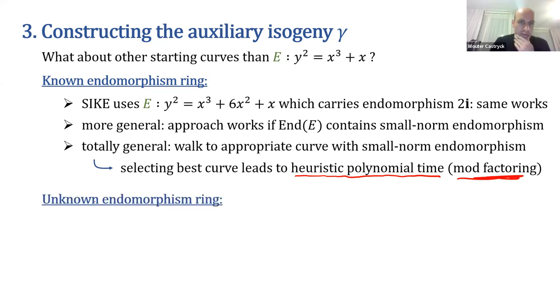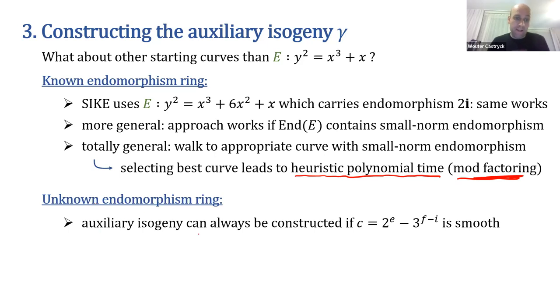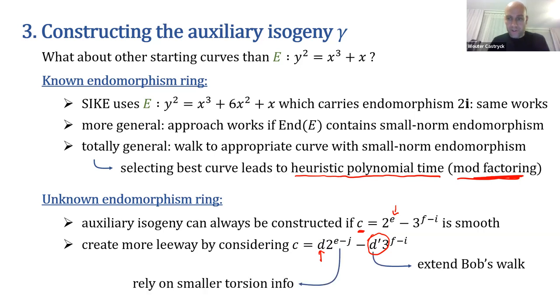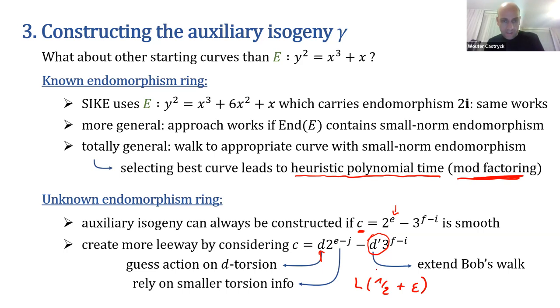Now, in the case of an unknown endomorphism ring, and Chloe will talk more about this in the next talk, you can still play this game of constructing this degree C isogeny if this integer happens to be smooth. If it happens to factor as a product of small primes, then you can still efficiently, or at least theoretically efficiently, construct this auxiliary isogeny. And again, there are tricks to create more leeway. You can play around with these exponents. You can extend Bob's isogeny. It doesn't even need to be with a power of 3. And you can also guess the action of Bob's secret isogeny on a larger part of the torsion. Okay, so this is written here. And this leads to an L 1/2 plus epsilon algorithm, but I will mention that in a second.